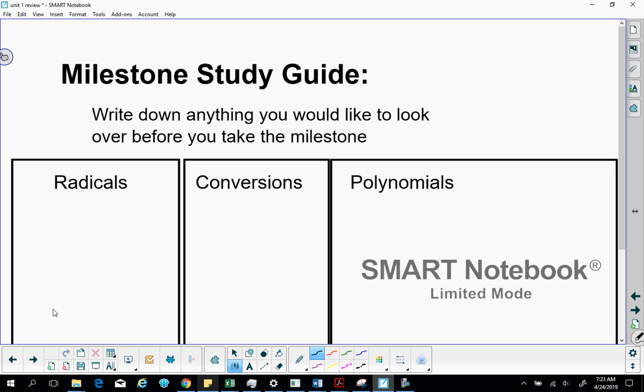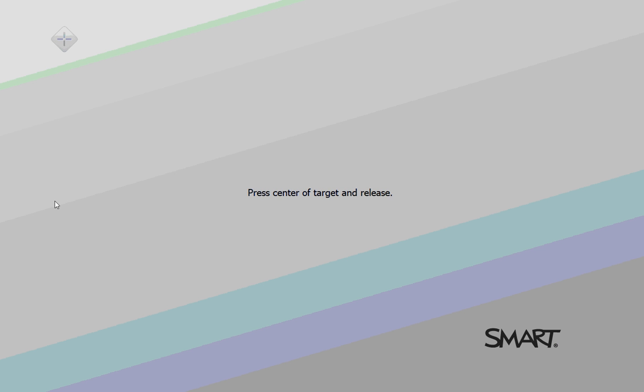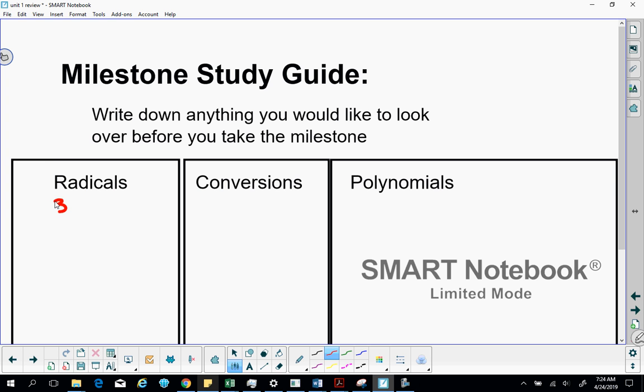So the first thing we're going to go over is radicals. And so some of you guys did it yesterday. Most of you were testing. So we need to know how to simplify radicals, add, and subtract radicals. And so these are the three things we're going over. I'm going to start with just like three. Oh, I need to calibrate this first. Cool.